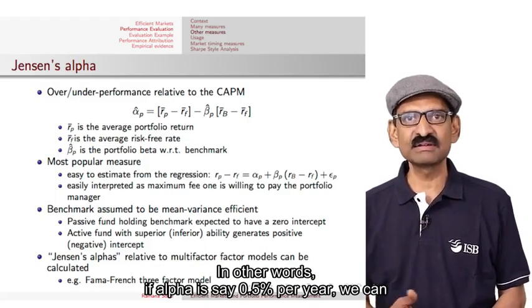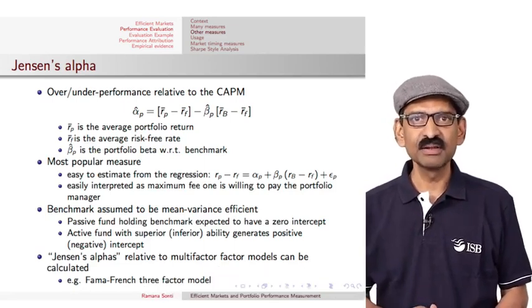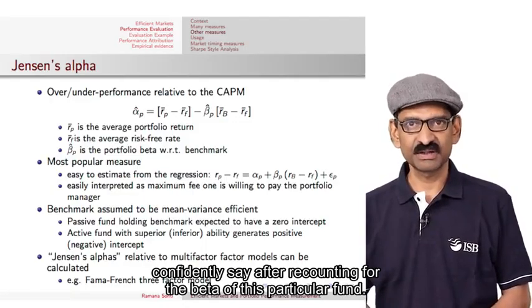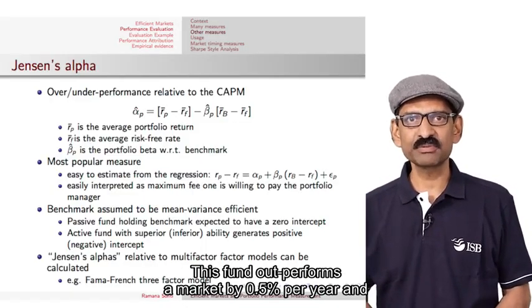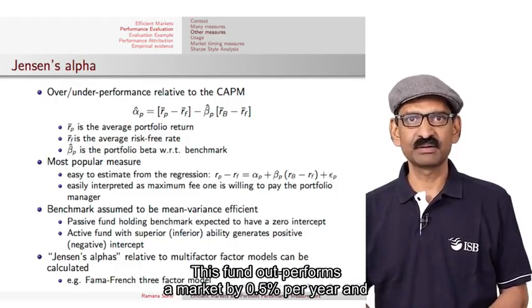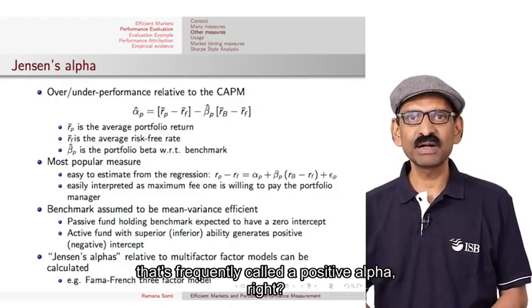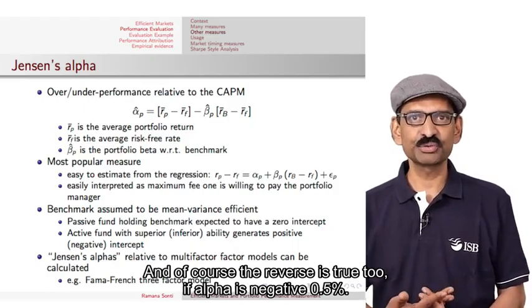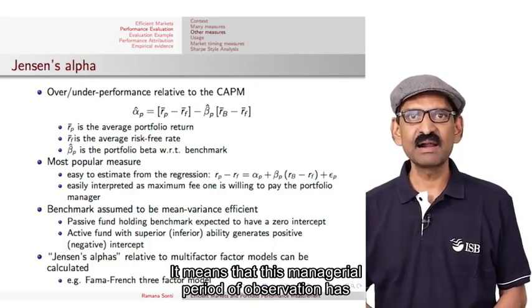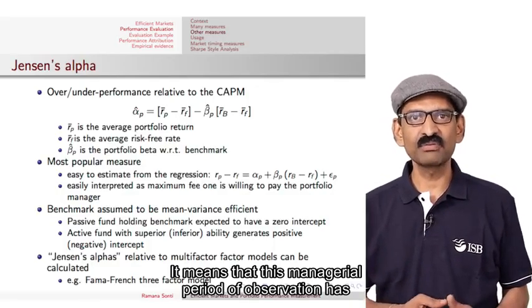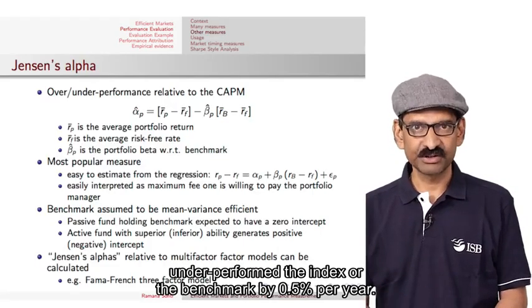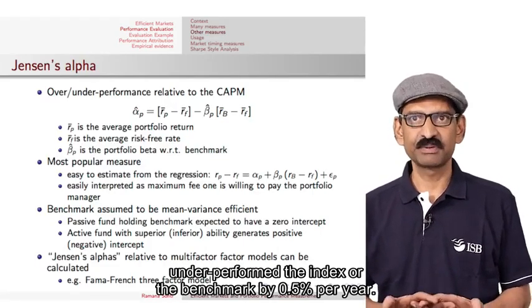In other words, if alpha is say 0.5% per year, we can confidently say, after accounting for the beta of this particular fund, this fund outperforms the market by 0.5% per year, and that's frequently called a positive alpha, right? And of course, the reverse is true too. If alpha is negative 0.5%, it means that this manager over the period of observation has underperformed the index or the benchmark by 0.5% per year.